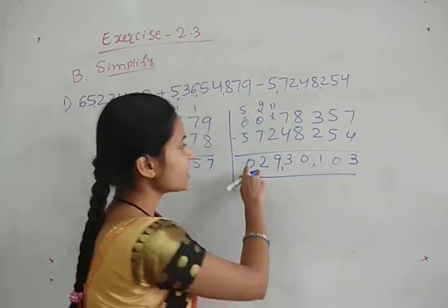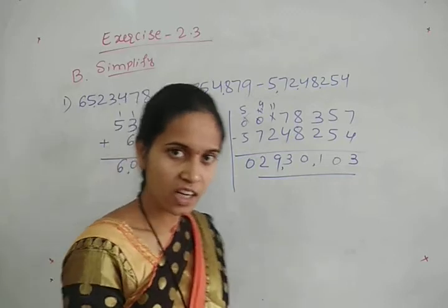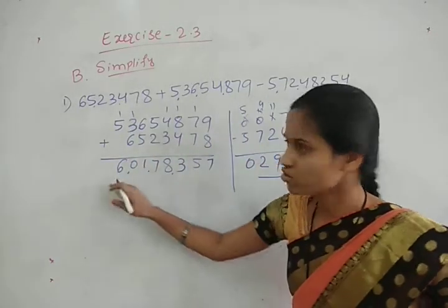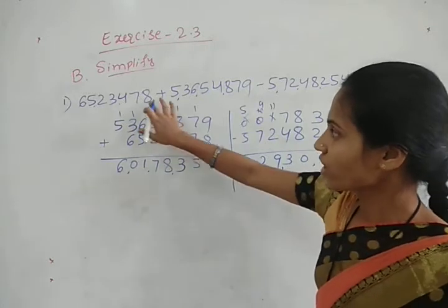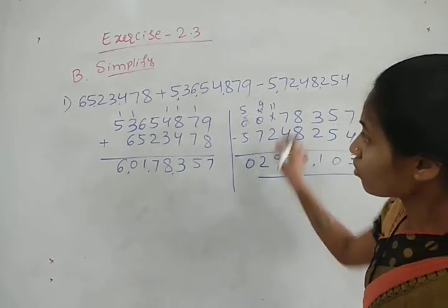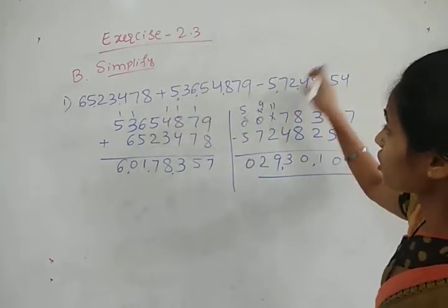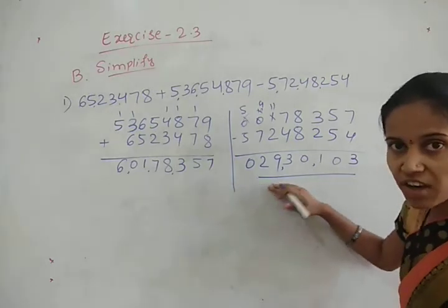It is 29,30,103 is the final result. Okay, don't call this one the final result. It is only the result which we have got after addition of these two numbers. So this is the number which we have got after addition of these two numbers, and after subtraction of this one from the sum of this. So this is considered as the final result.